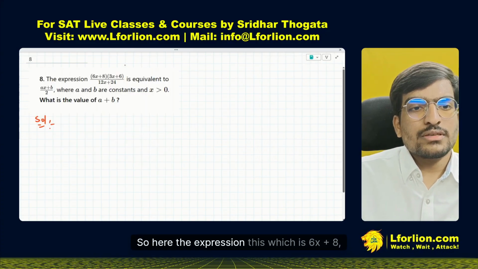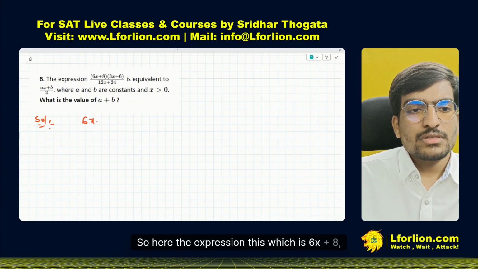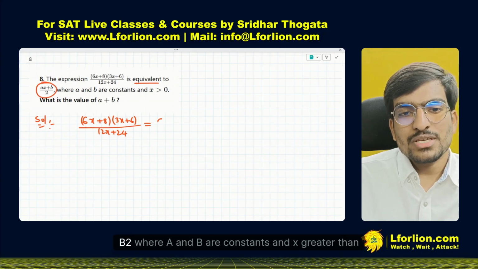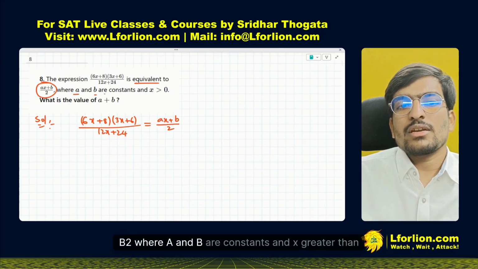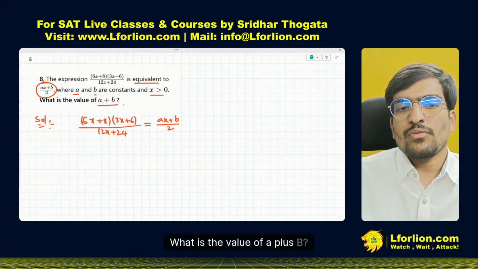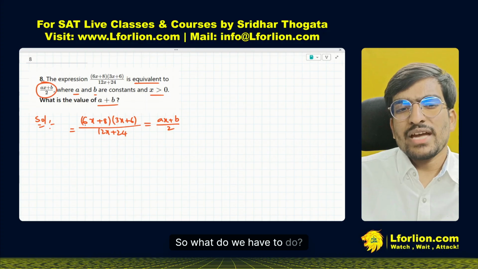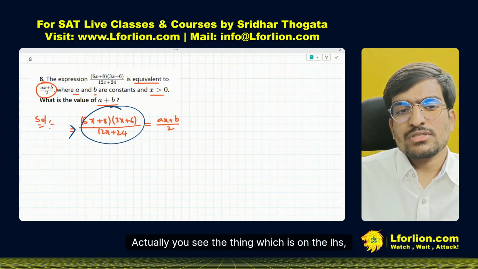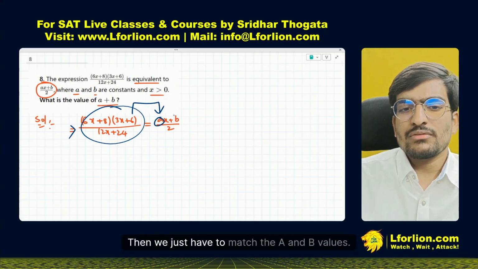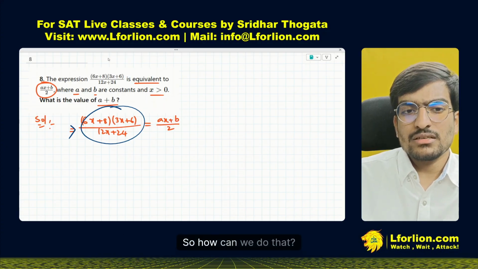So here the expression, 6x plus 8 times 3x plus 6 divided by 12x plus 24, is equivalent to ax plus b by 2, where a and b are constants and x is greater than 0. What is the value of a plus b? So what do we have to do actually? The expression on the LHS, we have to try to turn it into this. Then we just have to match the a and b values. That's it.